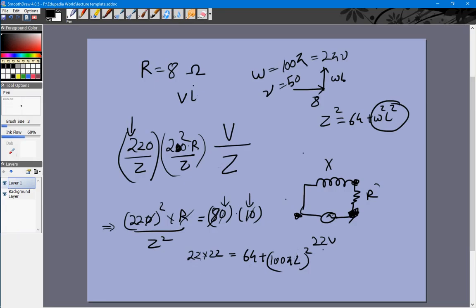And that gives us 22 into 22, which is 121 into 4, 484, is equal to 64 plus 100 pi L whole square, or 100 pi L is equal to root 420, or pi L, L is equal to root 420 by 100 pi. And if you try to calculate this value, it will come out to be approximately 0.065 henries, which means the answer to this problem will be option 4.